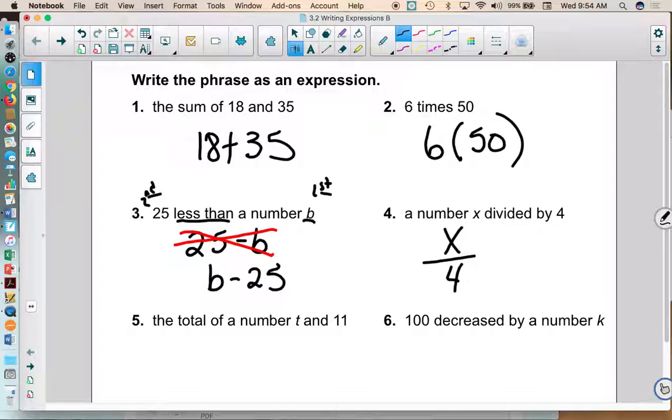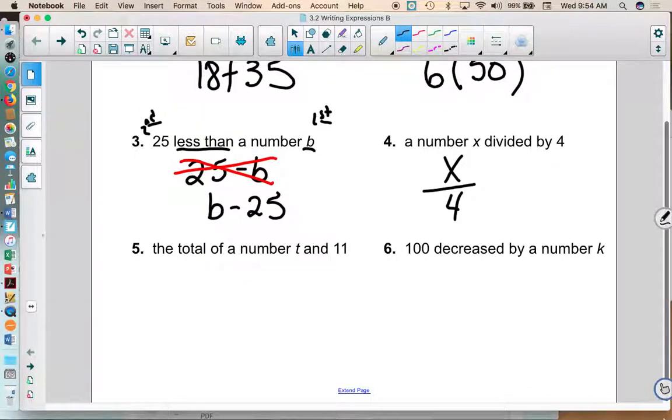Good. Number 5, the total of a number t and 11. How am I going to write that one, Roper? T plus 11. Good. Notice my t, I kind of changed the way that I write it so you don't see it as plus 11, because that would not be right, right?